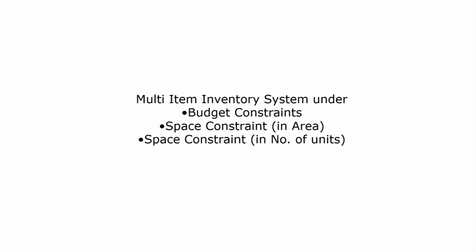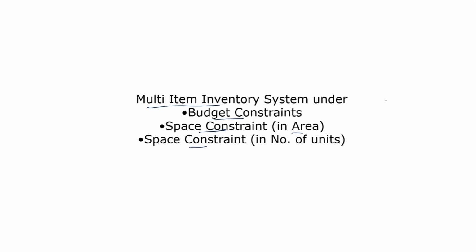Take one more example of a multi-item inventory system, where you have a constraint of your budget. You have a certain amount available to keep the inventory. You do not have infinite budgets, or there may be a space constraint also, in terms of area or in terms of units, especially in warehouse management. There may be a constraint.